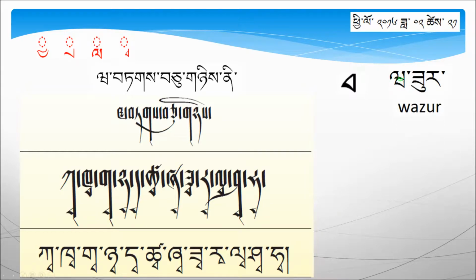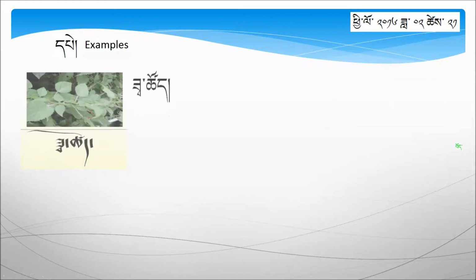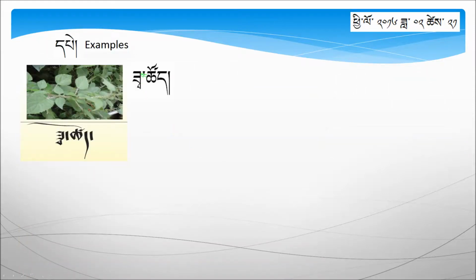So this is called wasur, and this is how you should pronounce it, wasur, right? So it's kawasur ka, as if this is not even added. There is no change in the pronunciation. And now we have a couple of examples here. So it's sawasu sa, right?